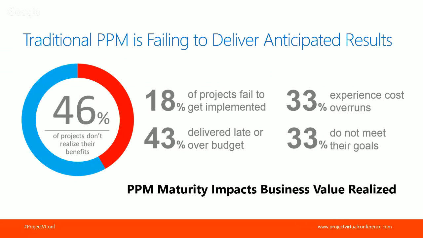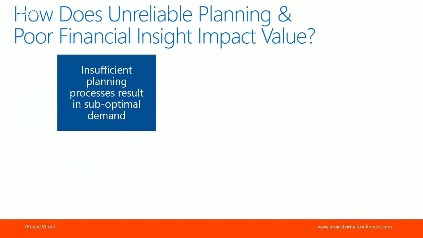Or another way to look at that is around 46% of that investment in those projects and programs is at risk. There's a variety of reasons for that: unreliable planning, poor financial insight and transparency, as well as not a complete enterprise picture of all the portfolios that are operating within your organization. We're going to drill deep into 2 of those. We can take a look at how unreliable planning and poor financial insight can impact business value.